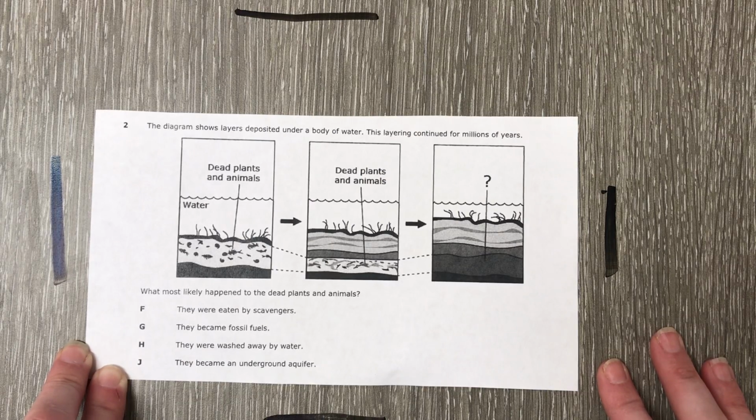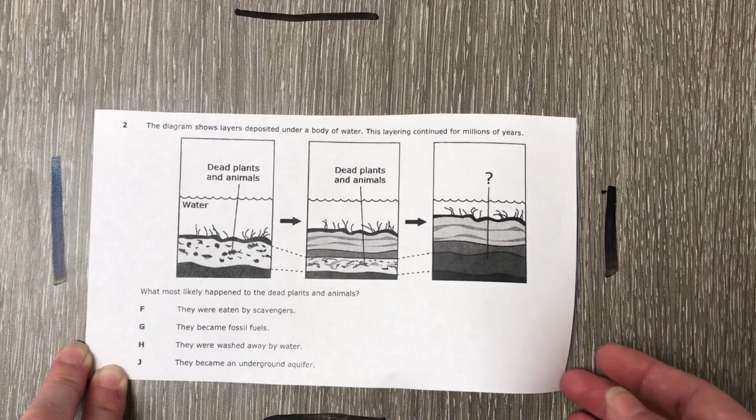F, they were eaten by scavengers. G, they became fossil fuels. H, they were washed away by water. J, they became underground aquifers.